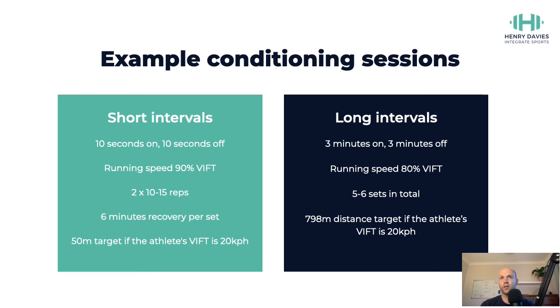So, for example, a 798 meter distance target, you'd probably round this to 800 just to give it a nice clean number to aim for, if the athlete's score was 20 kilometers per hour. Again, using exactly the same math, you'd take 20 divided by 3.61. That gives you the meters per second score. You're then going to times that by 180 seconds because that's how long you're going to work for. And then you're going to times it by 80% because that's the intensity you want to work at. And that's going to give you your 798 distance target.